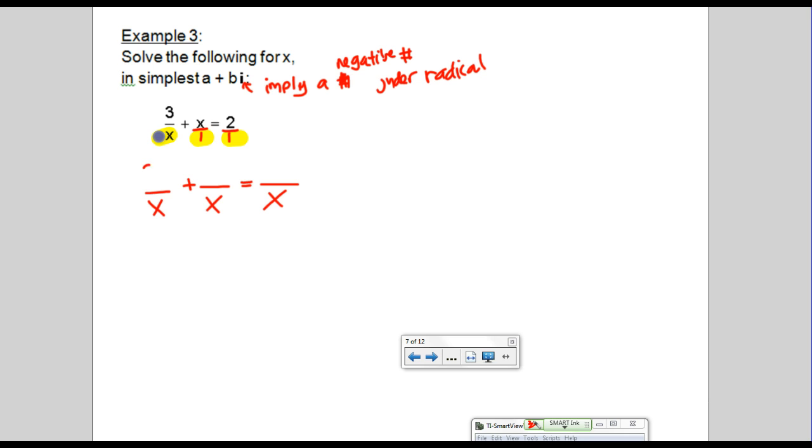So the first fraction numerator is going to stay. The second fraction we need to multiply by x. Well, x times x is x squared. And the last fraction we have to also multiply by x. So since I have all the denominators the same, I'm going to wipe out the denominator.